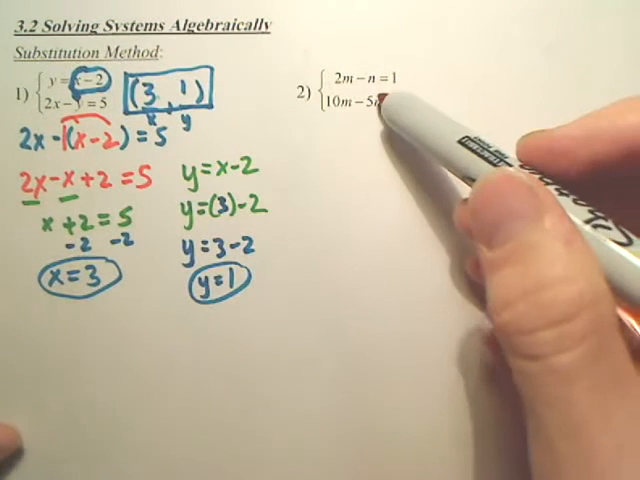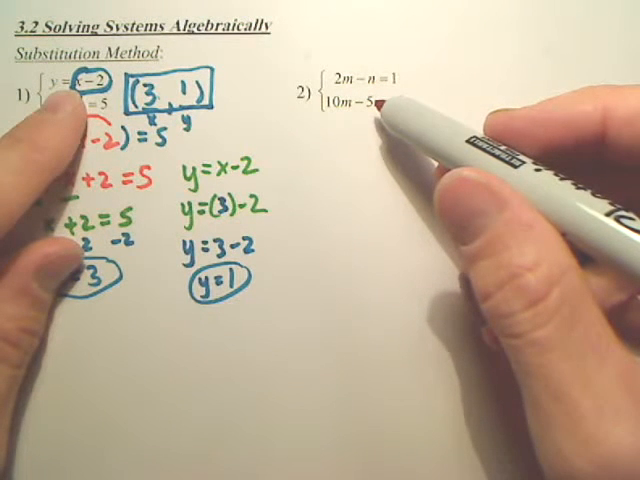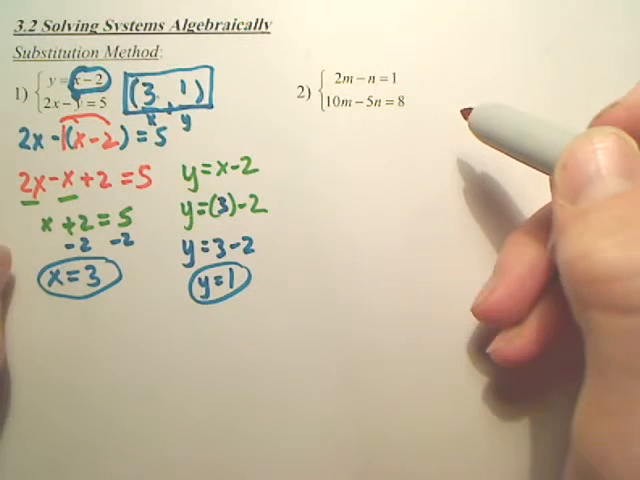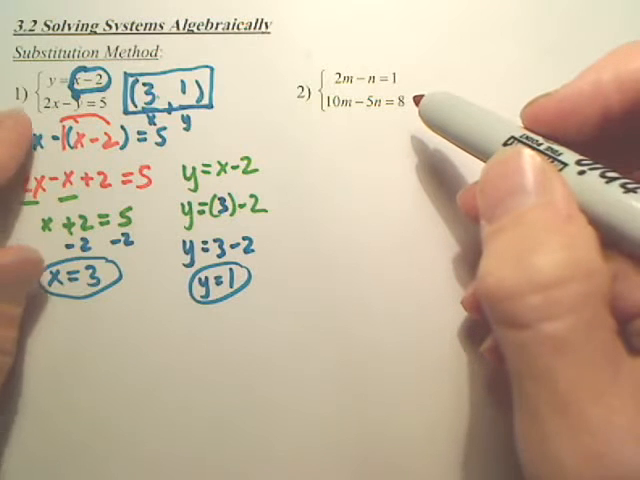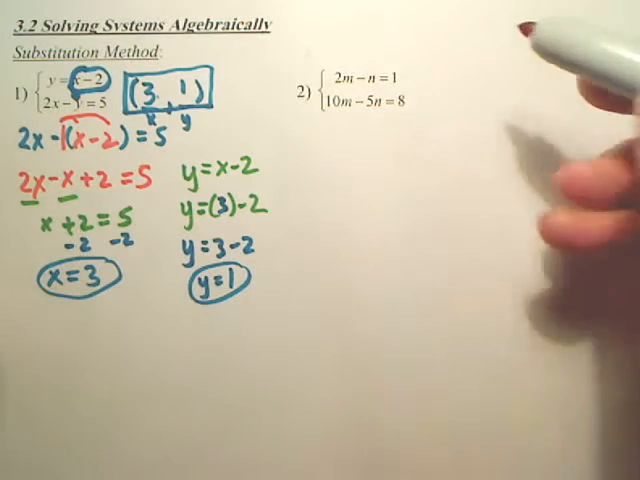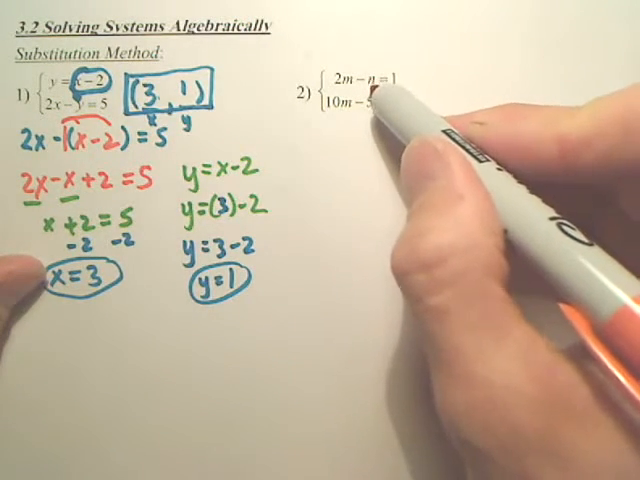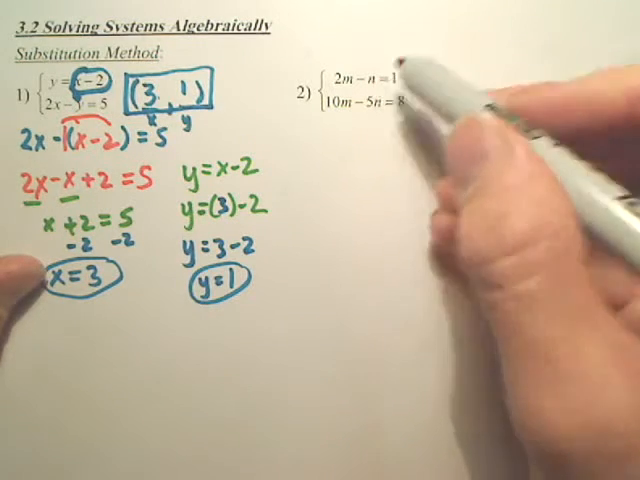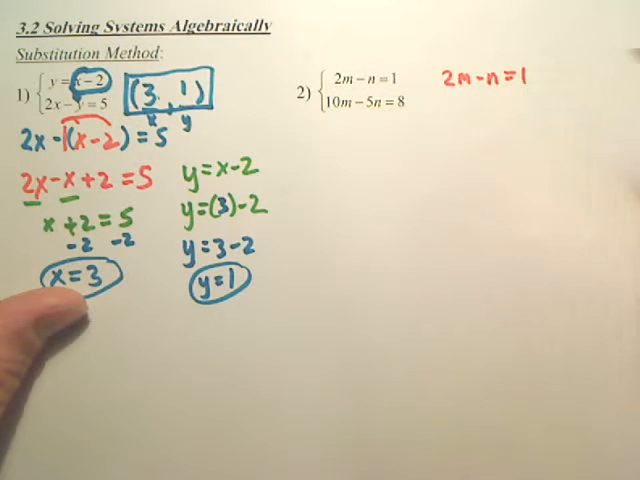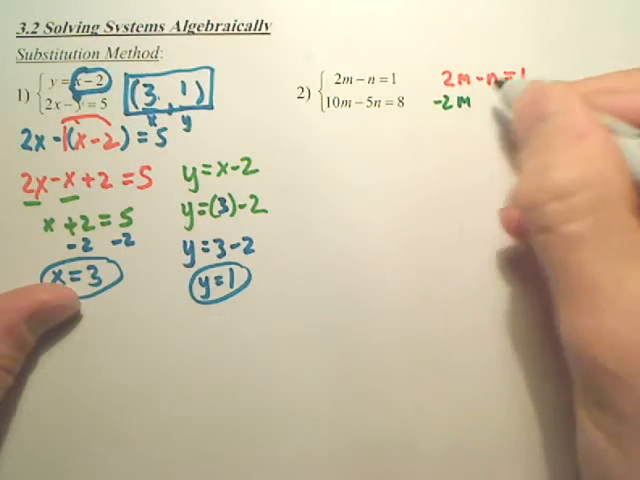Substitution. Now, number 2, are either of these equations nice and pretty set up like this? No. So what we want to do is look at these two equations and go, which one can I easily change to get a variable by itself so I can then plug it into the other one? And looking at this, I look at the top one and I go, isn't that negative n going to be really easy to get by itself? So I'm going to go, okay, the 2m minus n equals 1. I'm going to try to get n by itself. So first thing I'm going to do is minus this over.